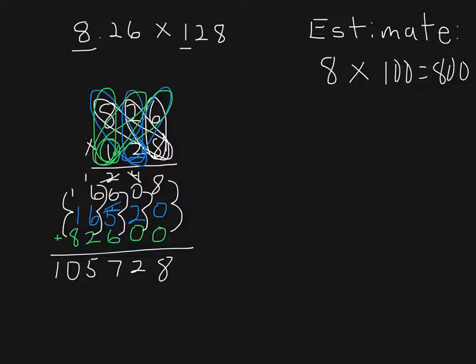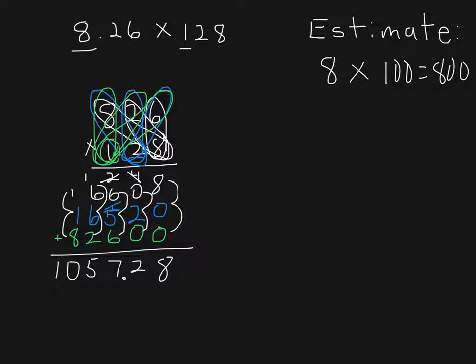I have not placed the decimal. My estimate was 800. So where do you think I should put that decimal in order to make my answer closest to 800? I'm going to get rid of that comma because it's not going to go there. I could put it right here. So I have 1,057. Or I could put it right here. So I have 105. That's not very close to 800. I think the 1,057 is probably the closest.